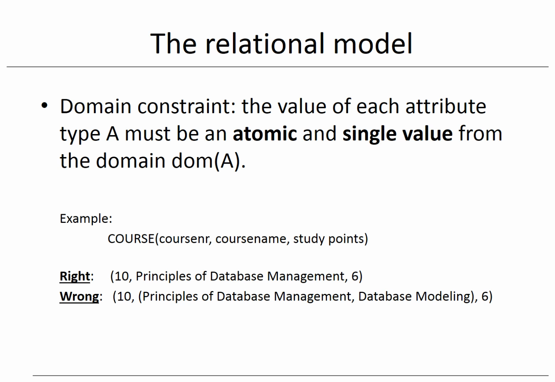The domain constraint states that the value of each attribute type A must be an atomic and single value from the domain DOM-A. Suppose we have a relation course with attribute types course number, course name, and study points. The first tuple is a correct tuple specifying course number 10, Principles of Database Management, with 6 study points. The second tuple is incorrect, as it specifies 2 values for the course name, Principles of Database Management and Database Modeling.